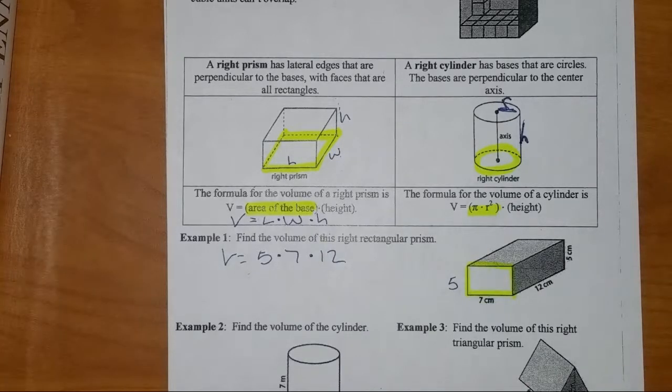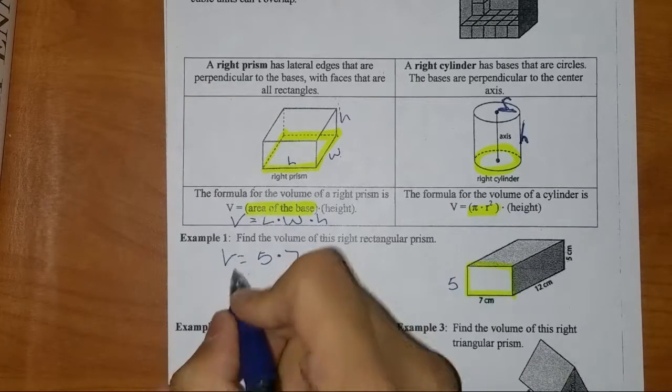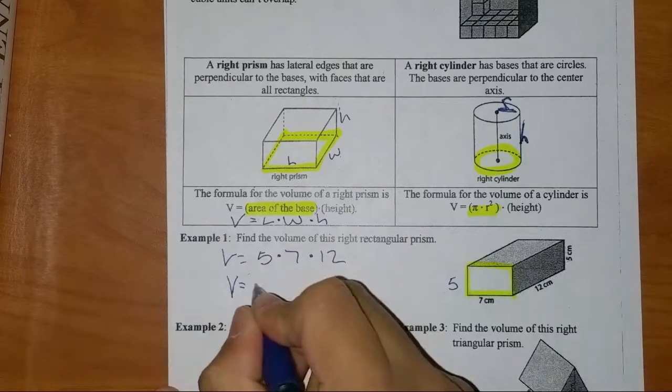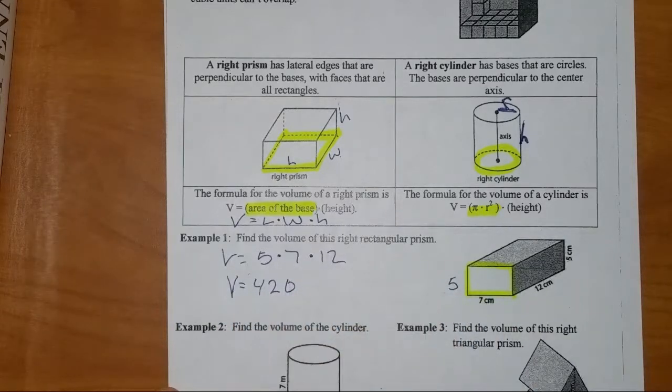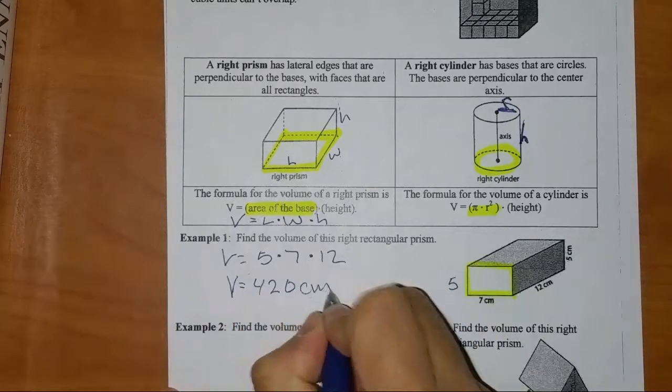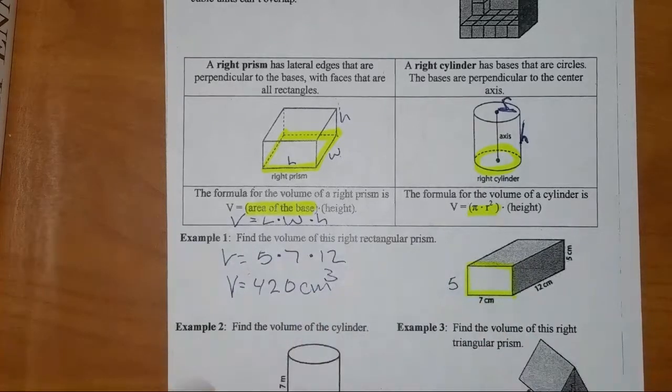So if I plug into my calculator, I get 5 times 7 times... 420. Not that fun. Volume is 420 centimeters cubed. Centimeters cubed.